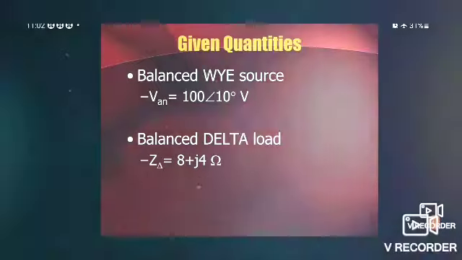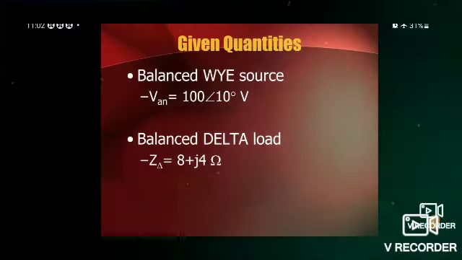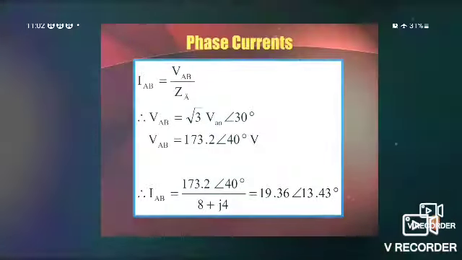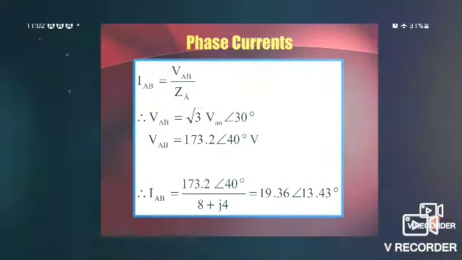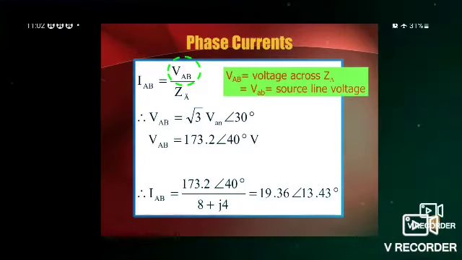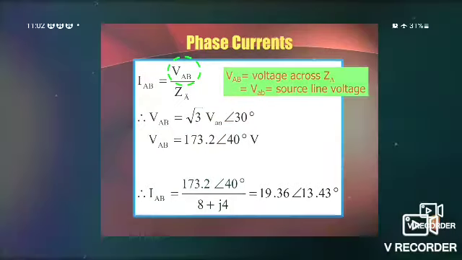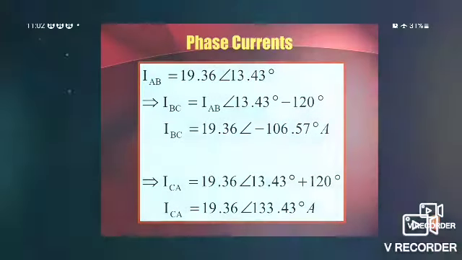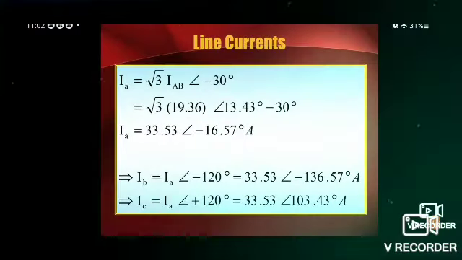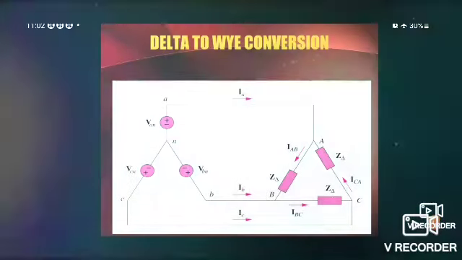So balanced star source, that is Y source, VAN equals 100 with angle 10 degrees. Balanced delta load, Z delta equals 8 plus J4. So now apply the formula and find out the value of IAB, VAB divided by ZA. VAB is the voltage across ZA, that is the source line voltage. Then find out the value of IAB, IBC and ICA by applying the formula. Similarly, the line currents IA, IB, IC are found out.